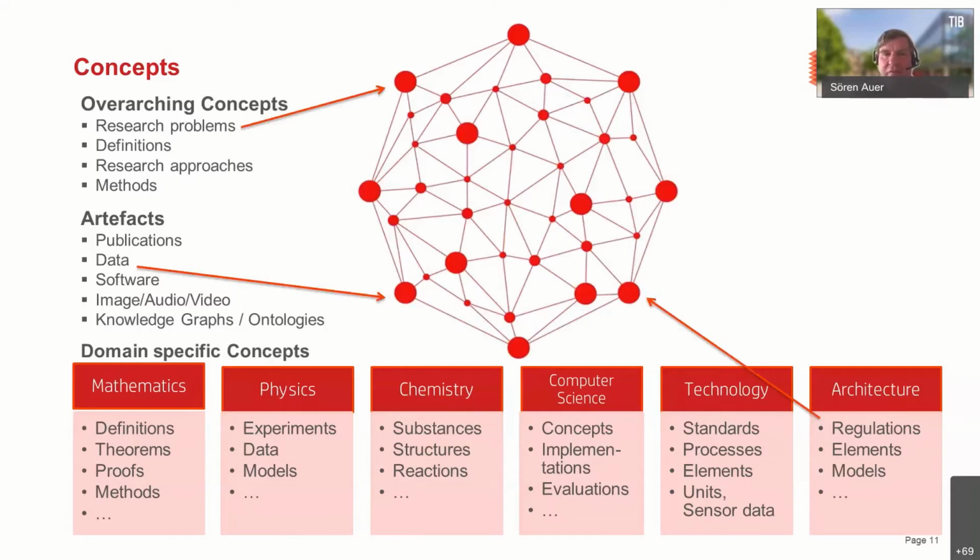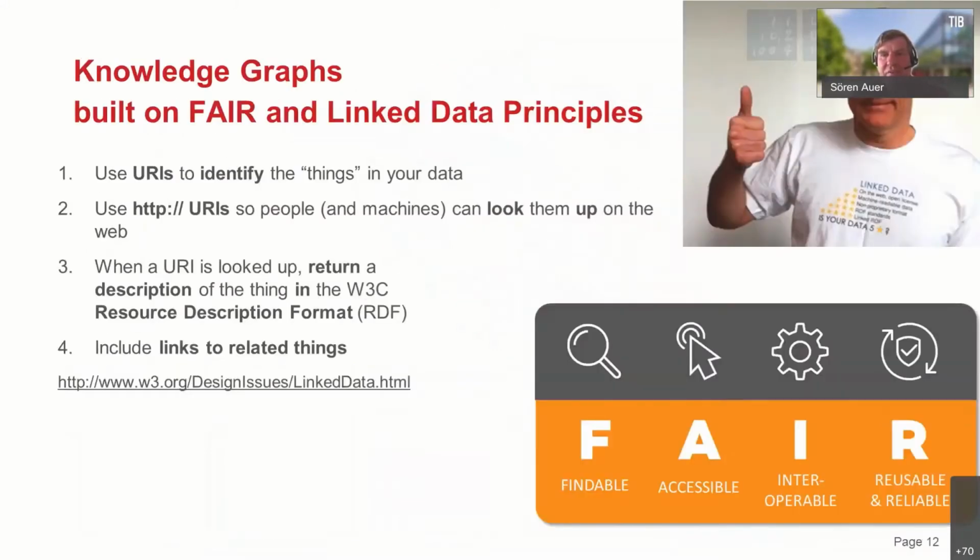In mathematics, you have definitions, theorems, proofs. In physics, experiments, data and models. In chemistry, substances, structures, reactions, and so on and so forth. And we would like to describe these concepts and link these concepts semantically in the open research knowledge graph.